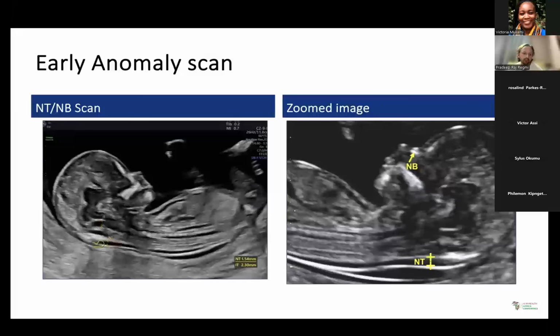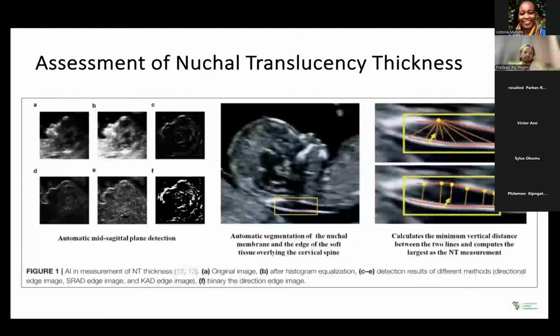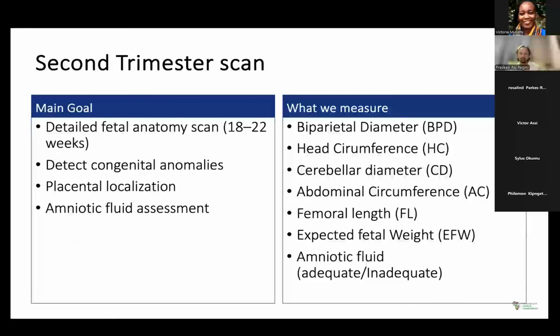Another would be the nuchal translucency scan or early trimester anomaly scan to detect whether to suspect any trisomy in the fetus, and to measure or detect the nasal bone. Nuchal translucency is important in early anomaly scans. This way, automatic segmentation of nuchal translucency can be done and measured between these two lines, and it can be integrated with the regular workflow.